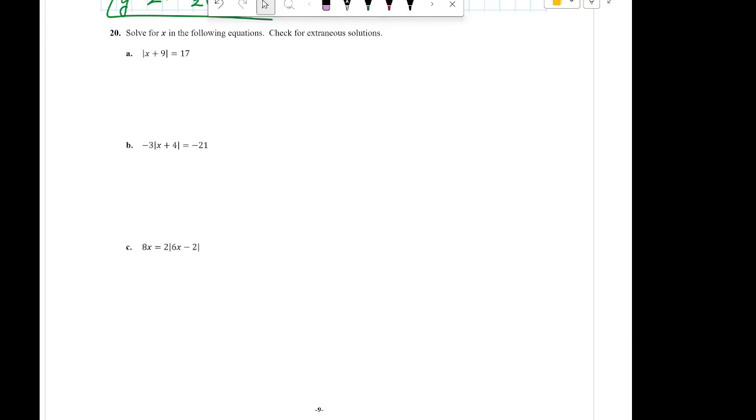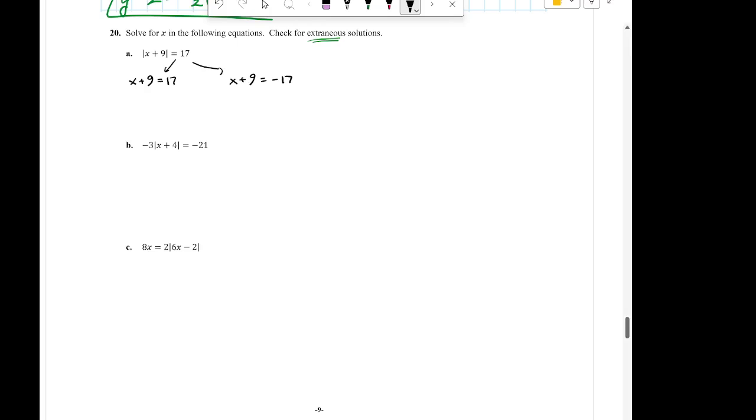Okay, so a bunch of absolute value equations solving for x, and we'll check for extraneous solutions, those fake solutions. So let's break this one up. It's already an absolute value by itself. So x plus 9 either equals 17 or x plus 9 is the opposite of 17.